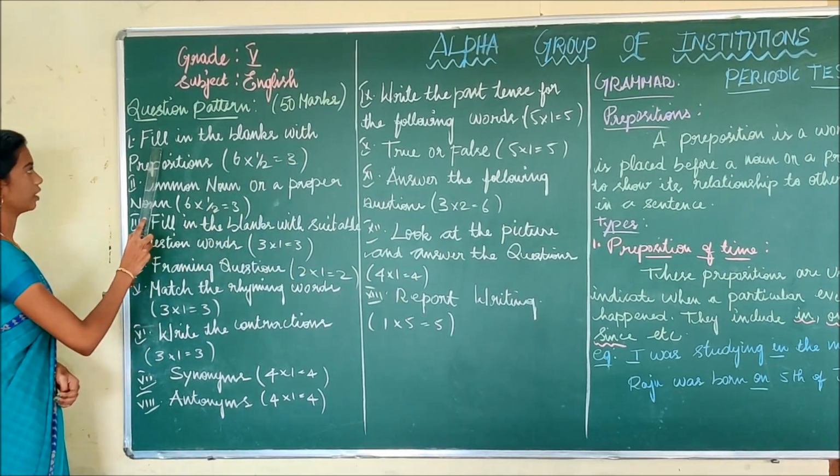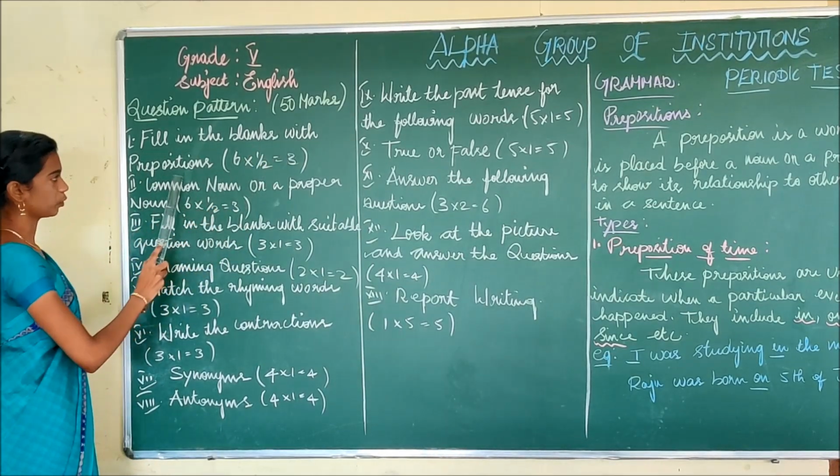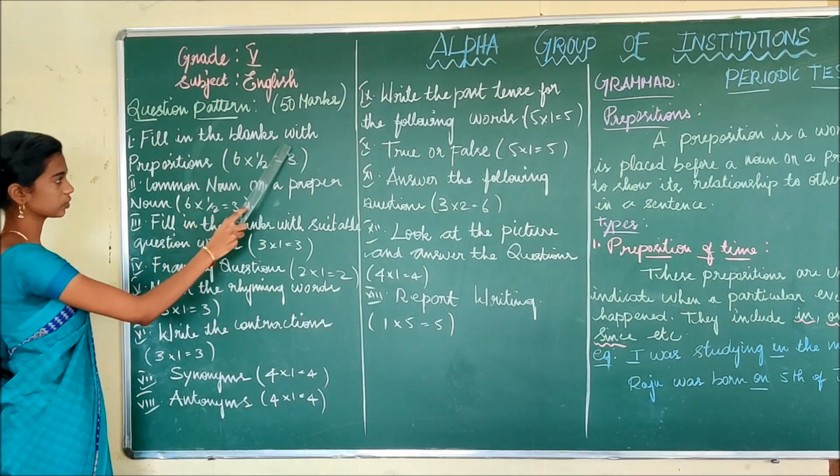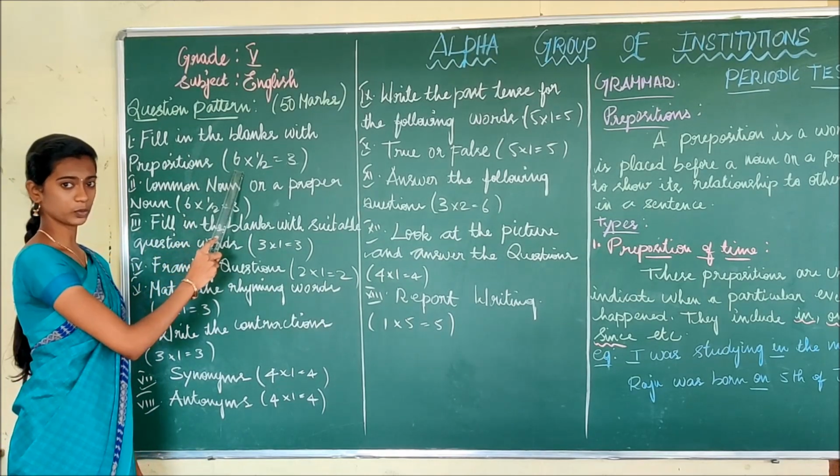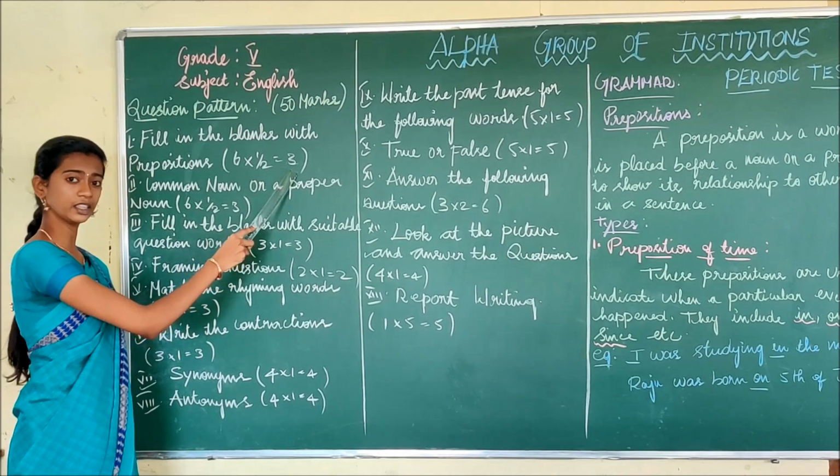First one. Fill in the blanks with prepositions. You will be given 6 questions and each question carries half marks and totally 3 marks.